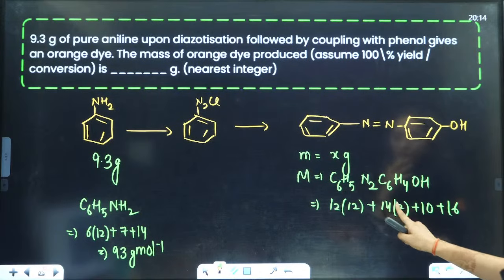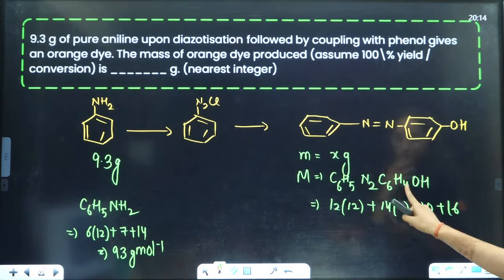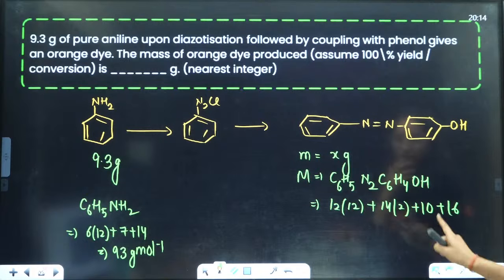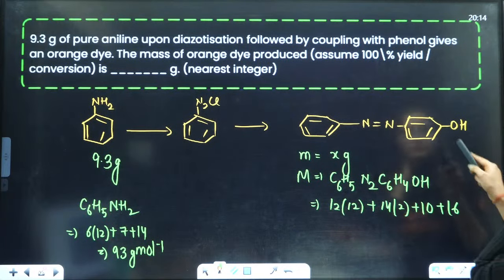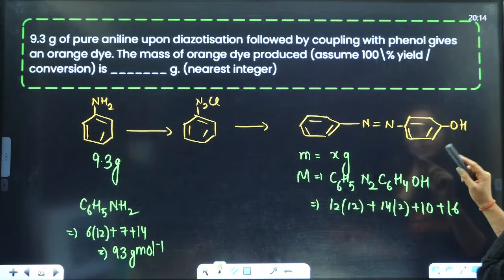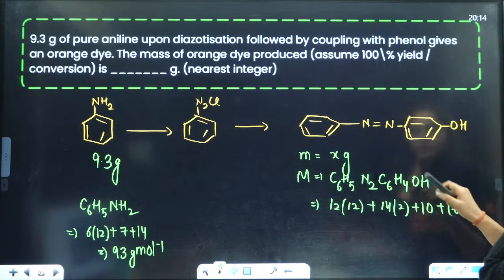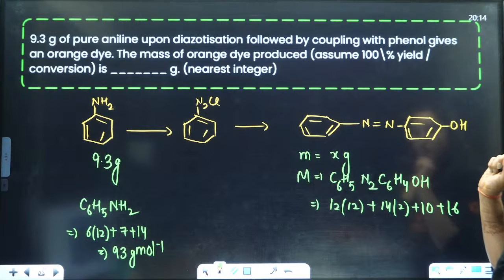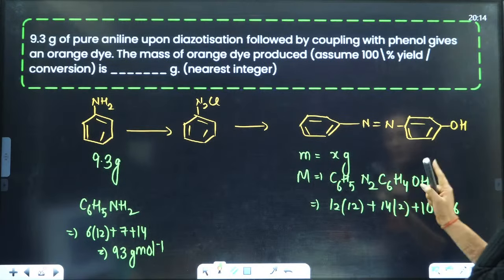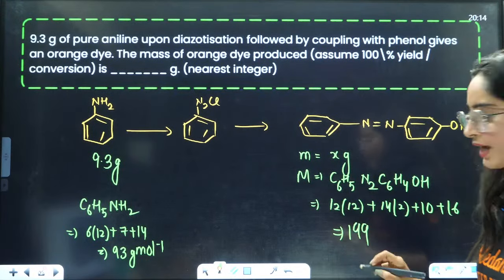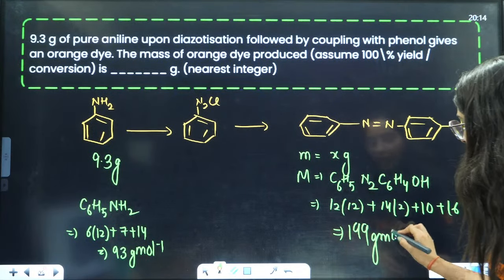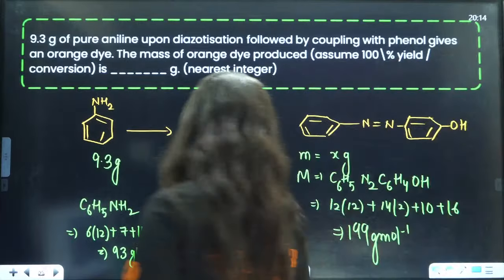Nitrogen is 14, 14 into 2, C6 is this only, H4, oxygen is 16. Hydrogen is 1, 2, 3, 4, and the OH has 1 hydrogen here. Or maybe some calculation mistake. Right? It will be 199. Okay, it will be 199 gram per mole. And this is 93 gram per mole.